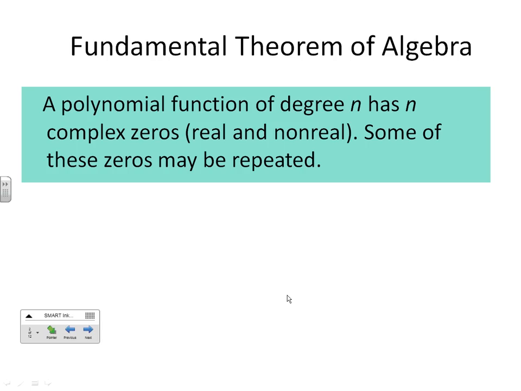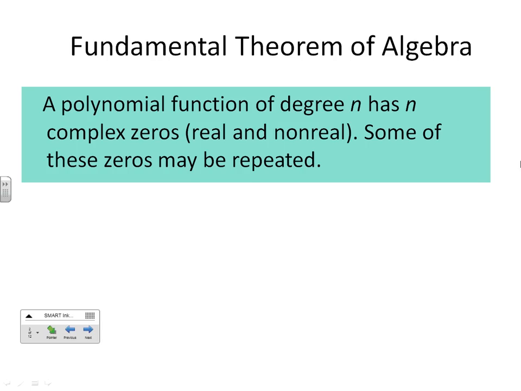So basically, before now we talked about that the degree means that there's that many possible real zeros. Now, what this theorem is saying is that the degree actually tells us exactly how many zeros there are if we take into account real and non-real answers.